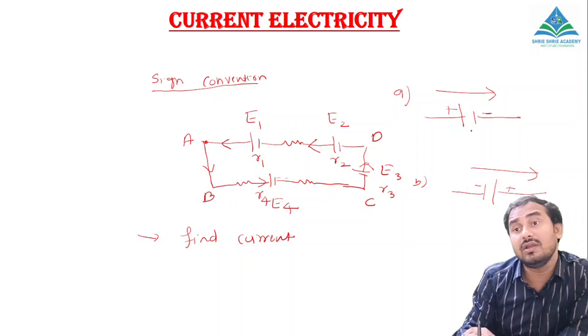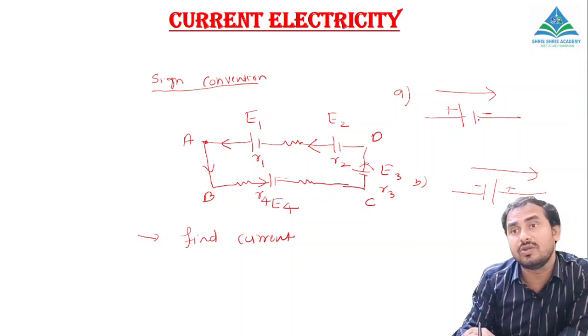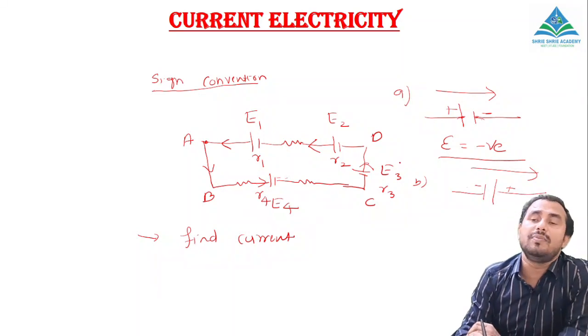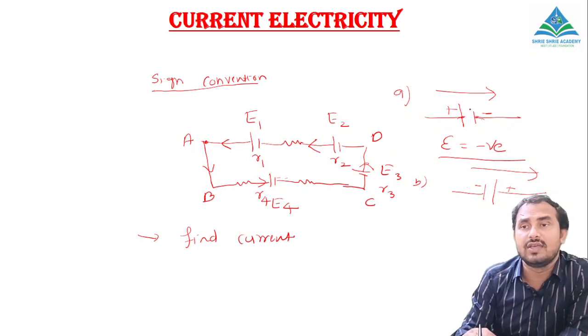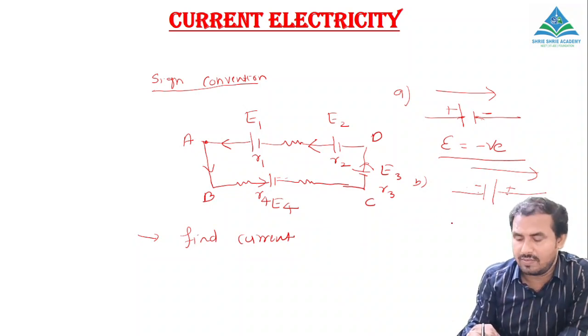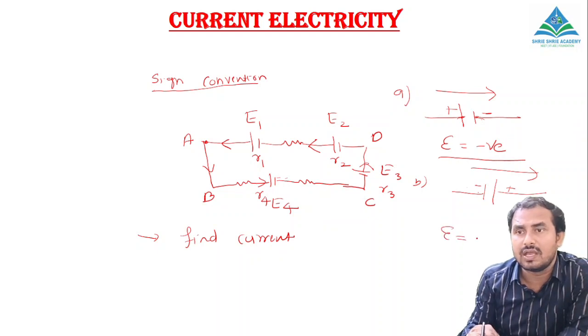In the first one, when you are going from the positive to the negative terminal, the EMF of the battery is taken as negative. The reason is you are losing potential: you are going from higher to lower potential. So the EMF of the battery will be taken as negative. So if, let's say, a 5 volt battery is given, you write minus 5 V, you will not take the plus sign. Now in the second condition, you are going from the negative to the positive terminal of the battery. In this condition you are gaining voltage, so that EMF will be taken as positive.